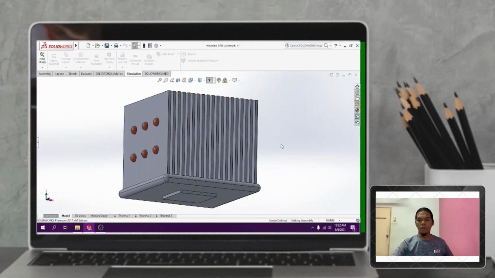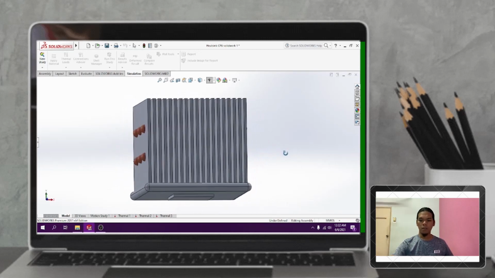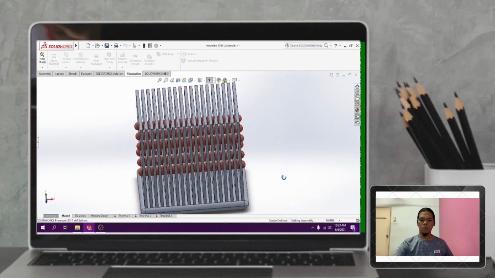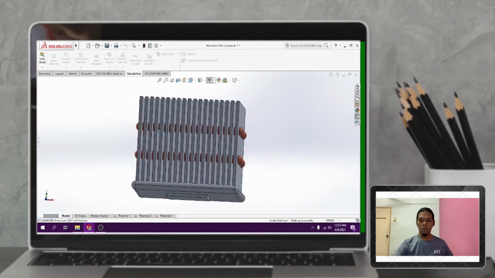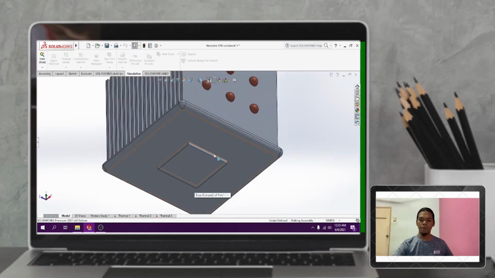Today I want to explain about simulation that I draw in SolidWorks. Firstly, we draw a pin. I draw a pin and 6 hooper inside the pin, and the base is for the heat power.